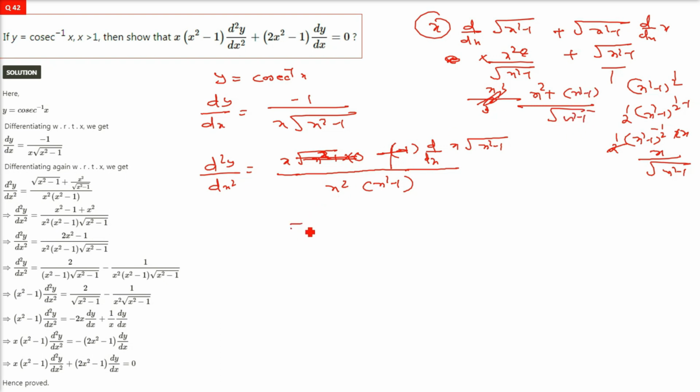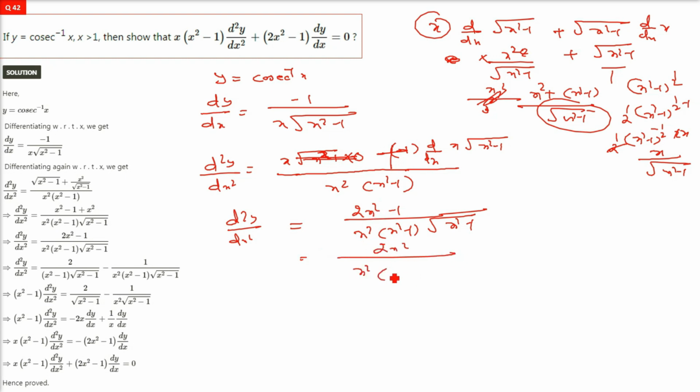So this can be written as 2x square minus 1 divided by x square, which is already there, x square minus 1 is also there, and under root x square minus 1 will come like this, d2y by dx2. Now you see this x square minus 1 into x can be taken on the left hand side. So first we'll take x square minus 1 on the left. I am separating these two, the x square minus 1 term and the minus 1 term, with the denominator. So this has been separated, and as I said, we have d2y by dx2, and x square minus 1 is in the denominator on the right hand side.